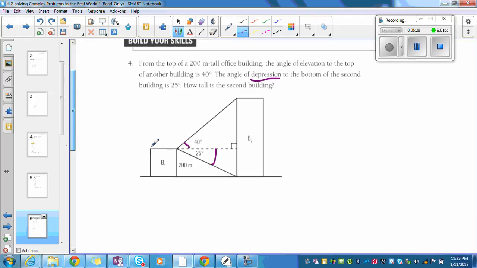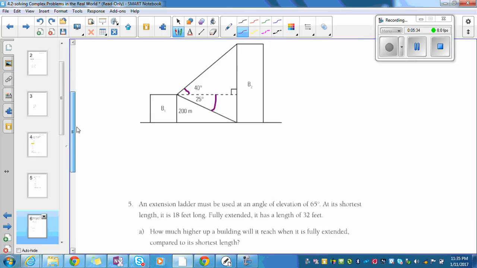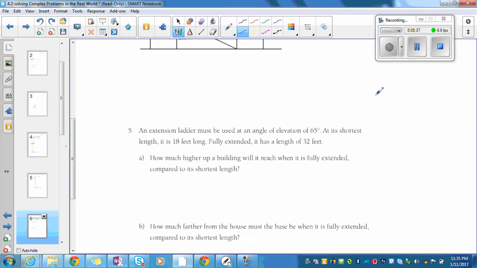I know in your other Build Your Skills previously in this unit, it talked about the difference between those two terms. Okay, so good luck working on those Build Your Skills.